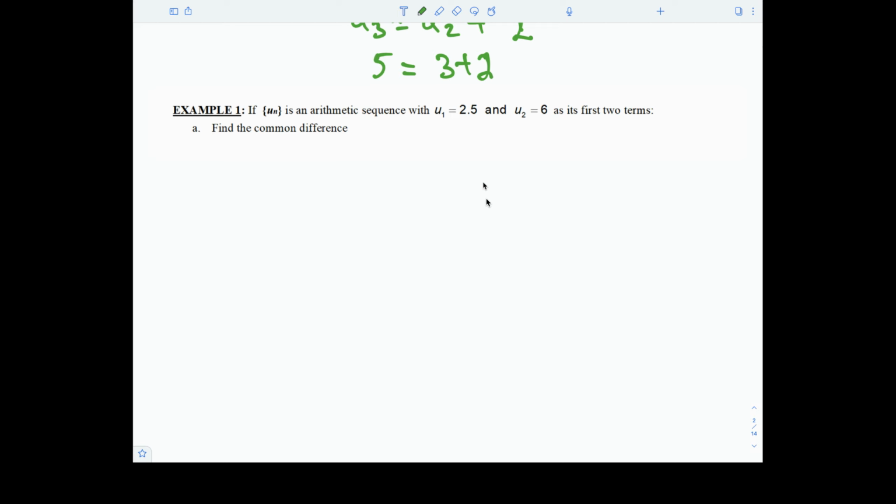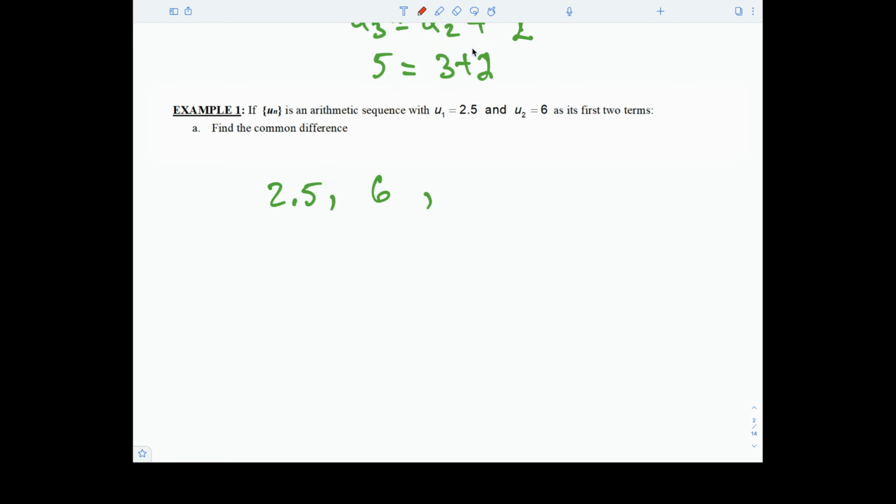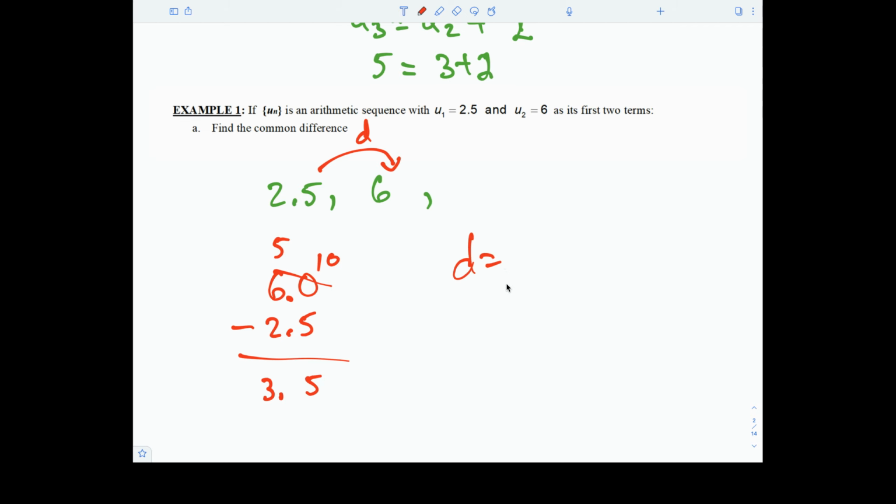But let's look at the next one. If u sub n is an arithmetic sequence, u sub 1 equals 2.5 and u sub 2 is 6, find the common difference. So in the sequence we got 2.5, comma, 6, comma, I don't know what, but we're saying it's arithmetic. So we're looking for the common difference. If it's arithmetic, then this difference is literally the difference between 6 and 2.5, which is 3.5. So we got d to be 3.5.